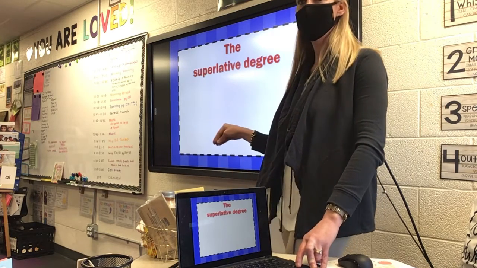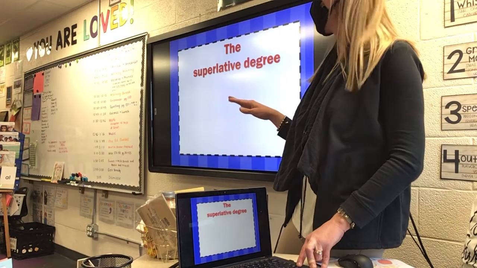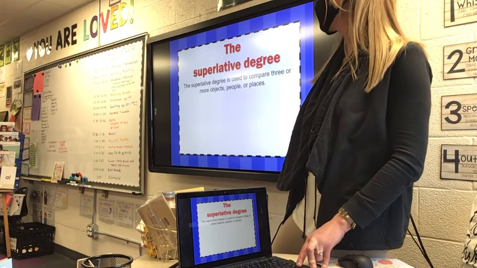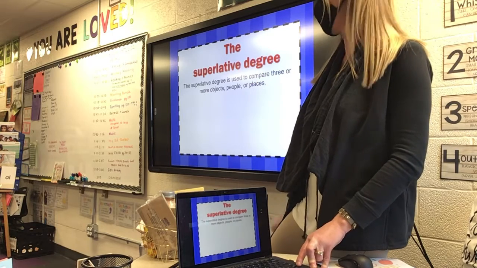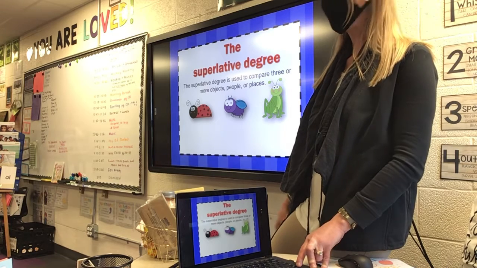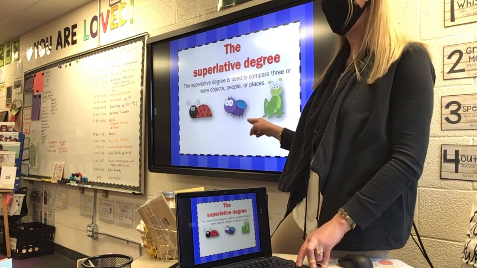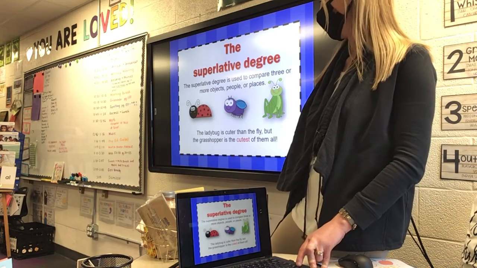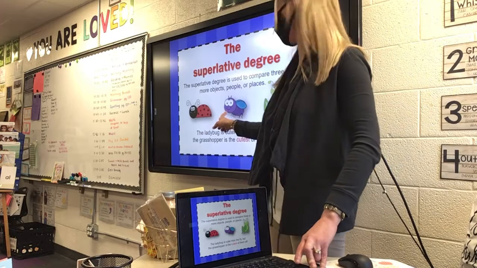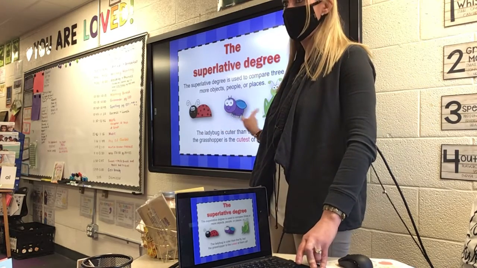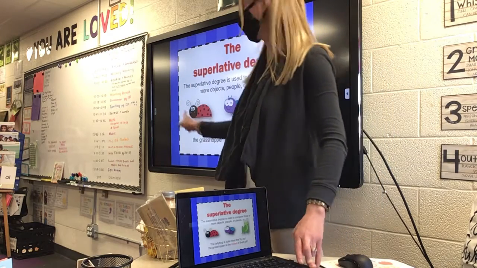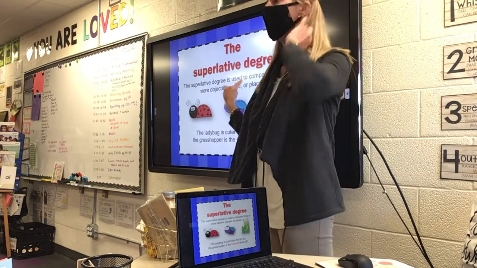Now today we're going to learn the superlative. It's a very hard word. It looks like super, but we don't say superlative. It's superlative. So this degree is used to compare three or more objects, people, or places. So if you look here, I have a ladybug, a fly, and a grasshopper. The ladybug is cuter than the fly, but the grasshopper is the cutest of them all.